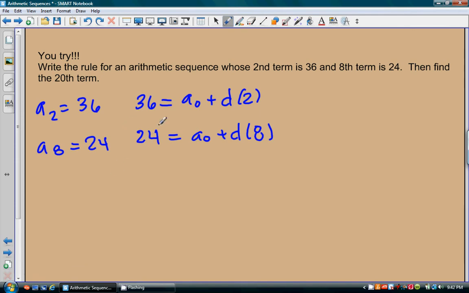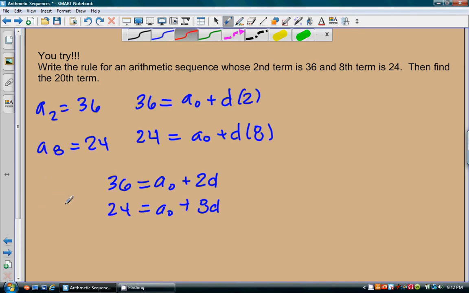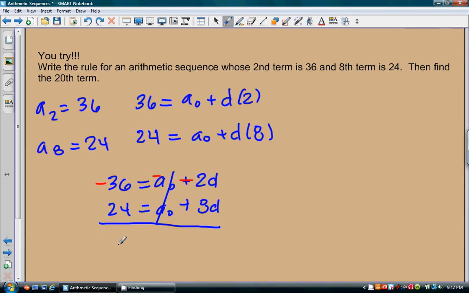Now, really, what we're going to do is we're going to change the signs. But before we do that, let's rewrite our equations. 36 equals a sub 0 plus 2d. 24 equals a sub 0 plus 8d. To solve, remember, change one of our equations, and it doesn't matter which, as long as you change only one though. Add down, a sub 0 cancels out, we should get negative 12 equals 6d, d equals negative 2.